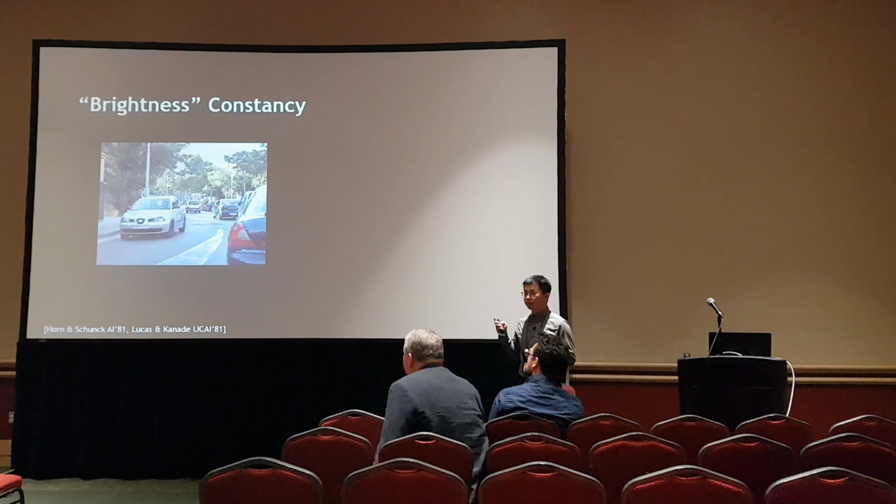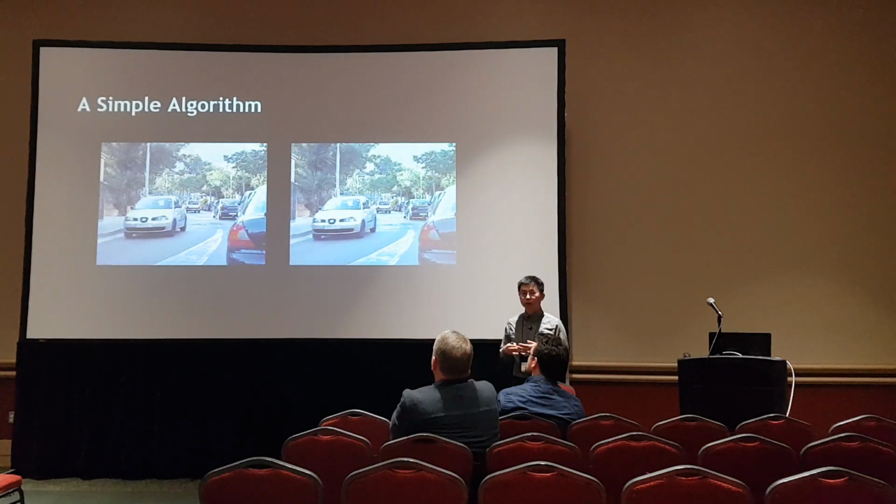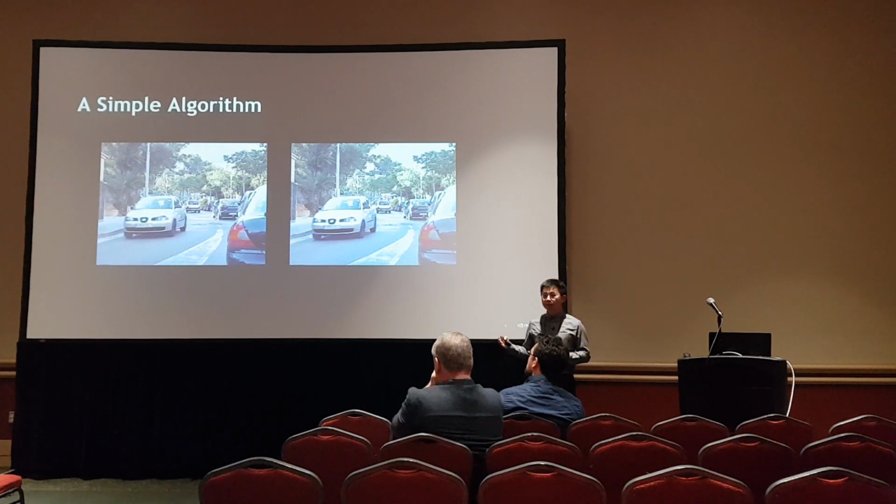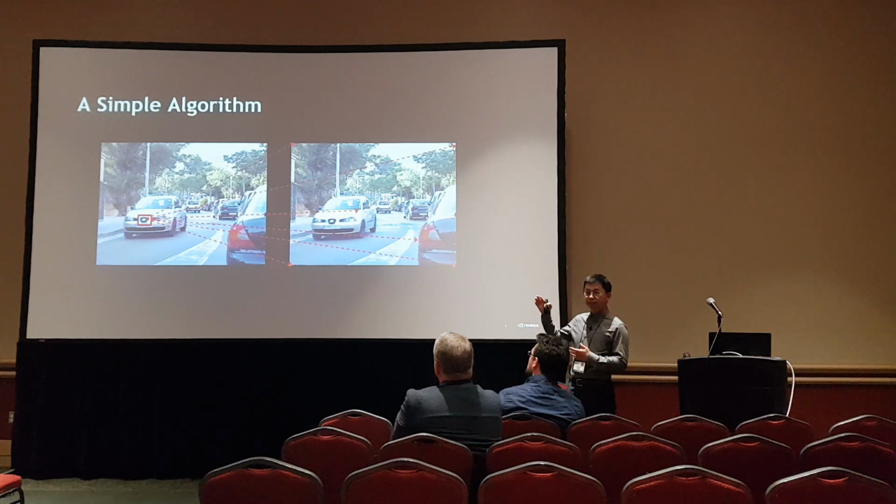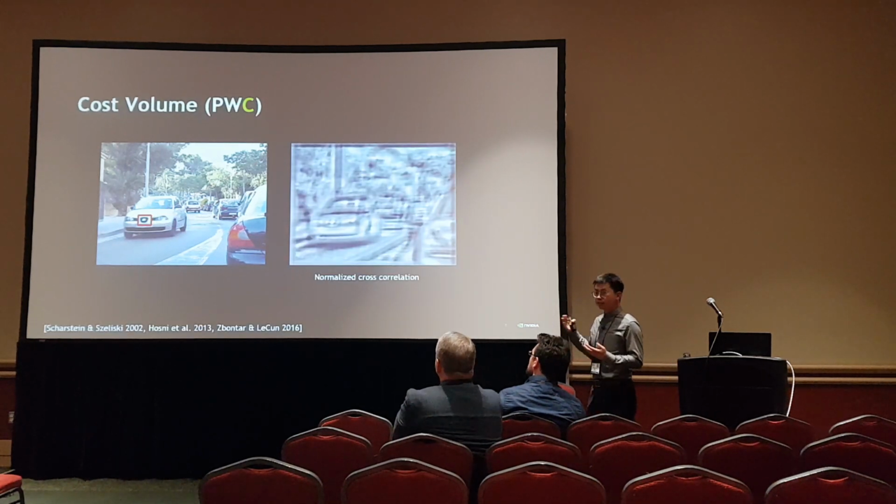idea, we can use a very simple algorithm to get some intuition. For every pixel in the first frame, we can crop a patch. And then we can compare, according to every possible motion vector, the corresponding patch in the second image. We can use, for example, normalized cross-correlation to get this cost volume for this pixel.